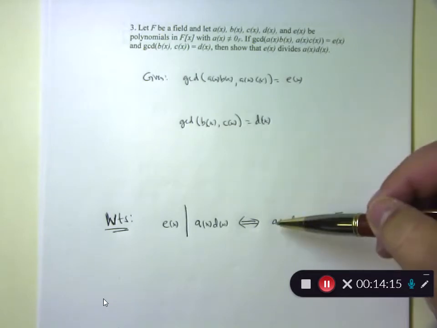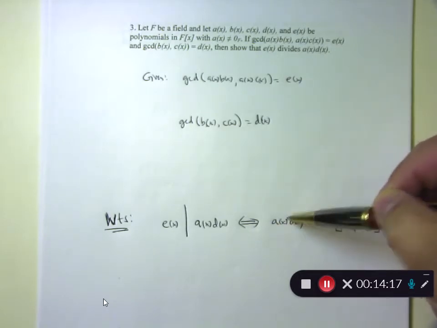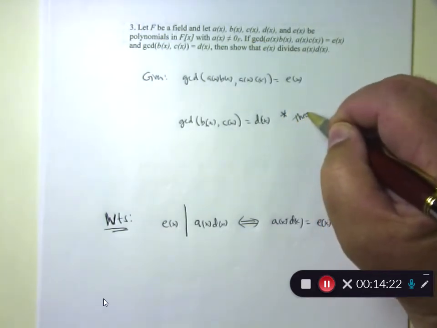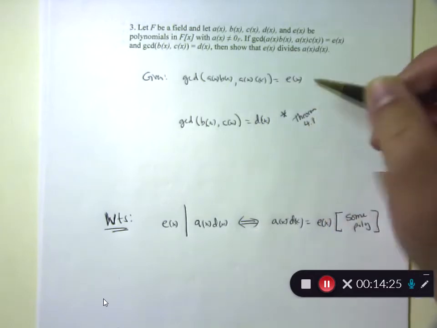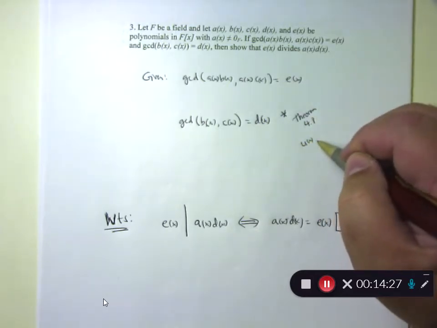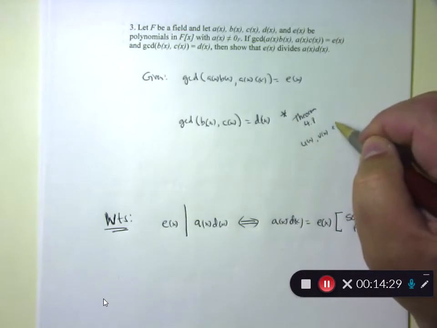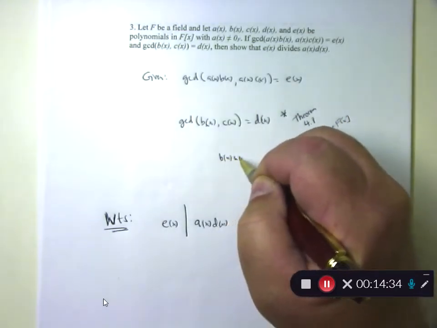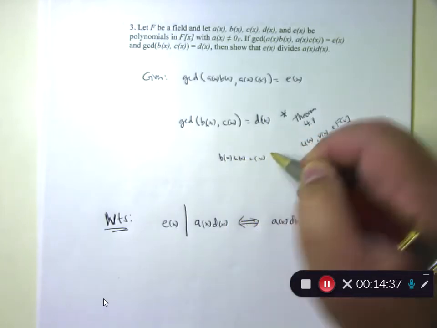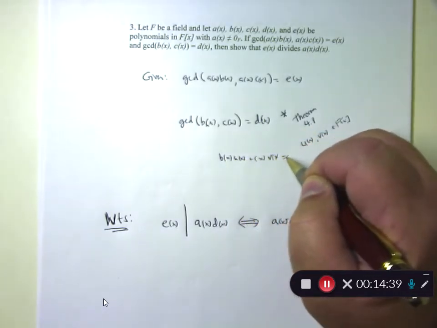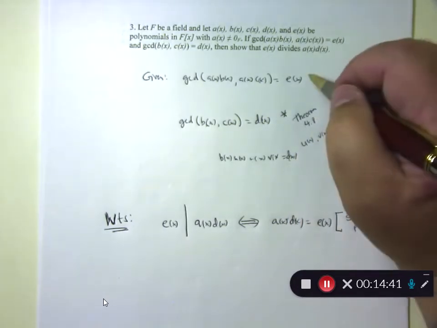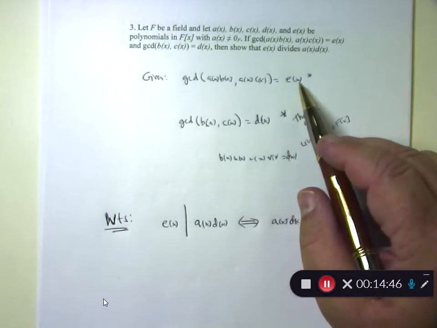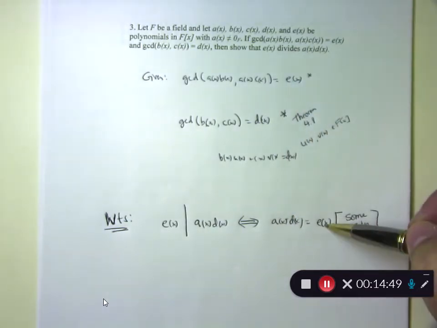Well, since I want an equation with A(x) times D(x), I want a big equation. This is the one that I think I should use theorem 4.8 on. So there exist U(x) and V(x) polynomials in F[x], such that you get this equation: B(x) times U(x) plus C(x) times V(x) is equal to D(x). I'm using this one because I don't need something equal to E(x). There's nothing I'm trying to prove equal to E(x). I want to factor an E(x) out.